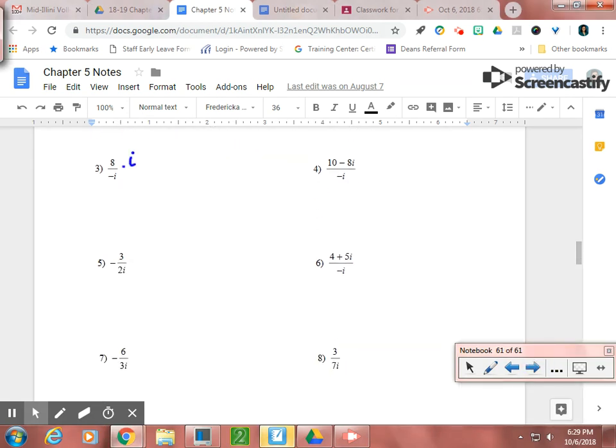So multiplying this by i over i is going to give you 8i over negative i squared. Well, you know that this is the negative of negative 1. So that's going to be 8i over 1. And 8i over 1 is just 8i.